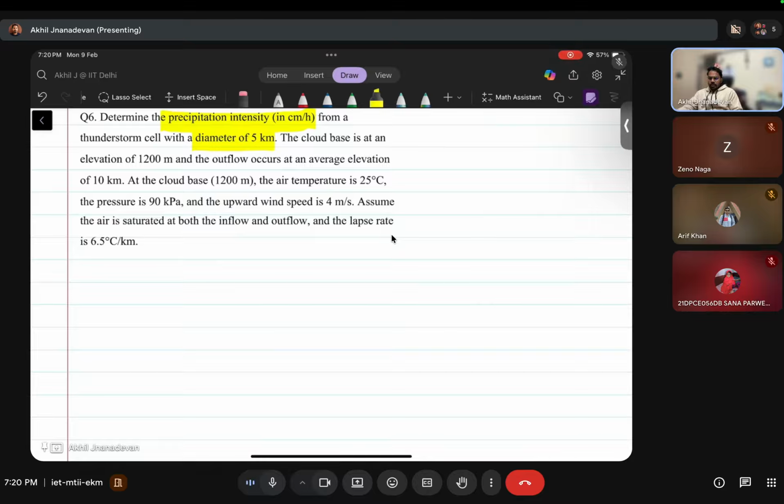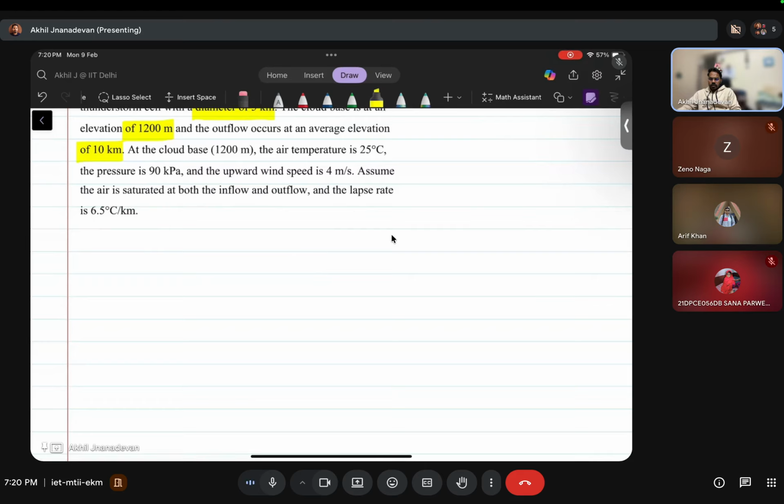The cloud base is at elevation 1200 meters. That is the inlet of our thunderstorm cell, or the inflow region, and the average elevation is 10 kilometers. So at 10 kilometers we have the outflow region. So inflow region height is 1200 meters, outflow region is 10 kilometers. At the cloud base, the parameters are given.